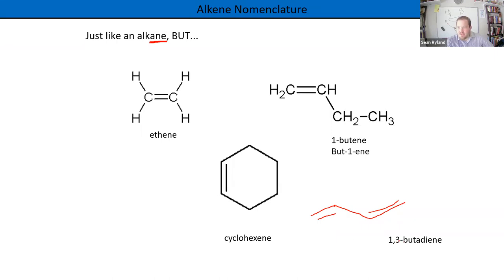Technically, the one is redundant, but when you have the diene, you always put both numbers in just for the sake of being consistent. Or buta-1,3-diene, if you wanted to put the numbers in the middle. Keep the numbers right in front of the functional group that gives it its name.